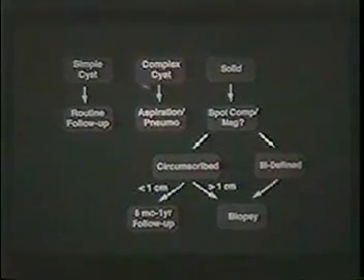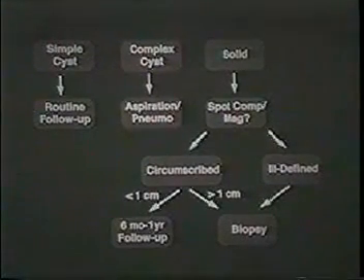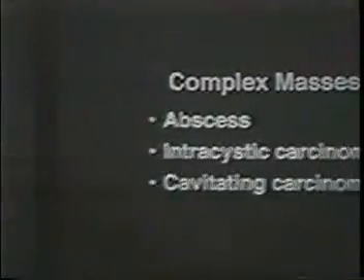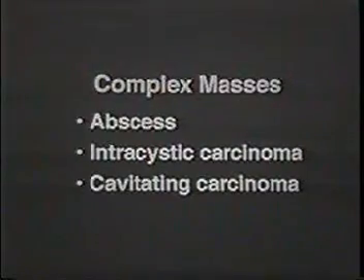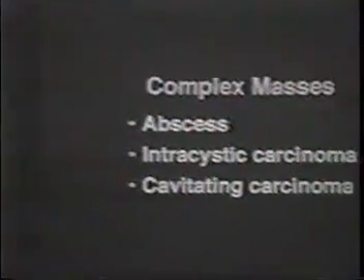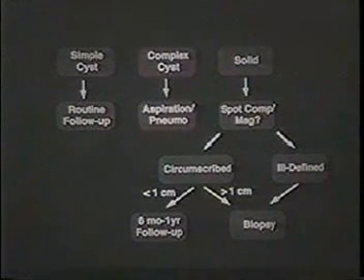Now, if we get a complex cyst rather than a simple cyst, then we have to be concerned that we may be dealing with an abscess, intracystic carcinoma, or cavitating carcinoma, and we want to work that out before letting the woman go. So in that case, we will usually do aspiration of the cyst and often pneumocystography. By the complex mass, I mean one that has fluid inside, but it also has solid elements that are not definitely a septum.